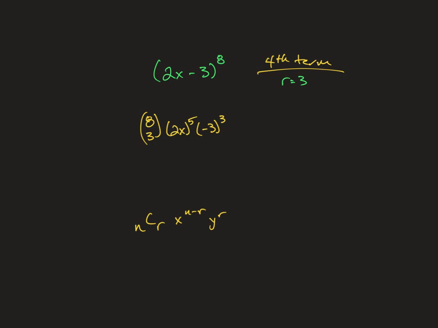56. Now I have 56, and then I have 2x to the power of 5, which is 32. That'd be 32x to the 5th. And then I have negative 3 cubed, which is negative 27. So now, good thing I have a calculator. I need to do 56 times 32 times negative 27. And I end up with negative 48384 x to the 5th.